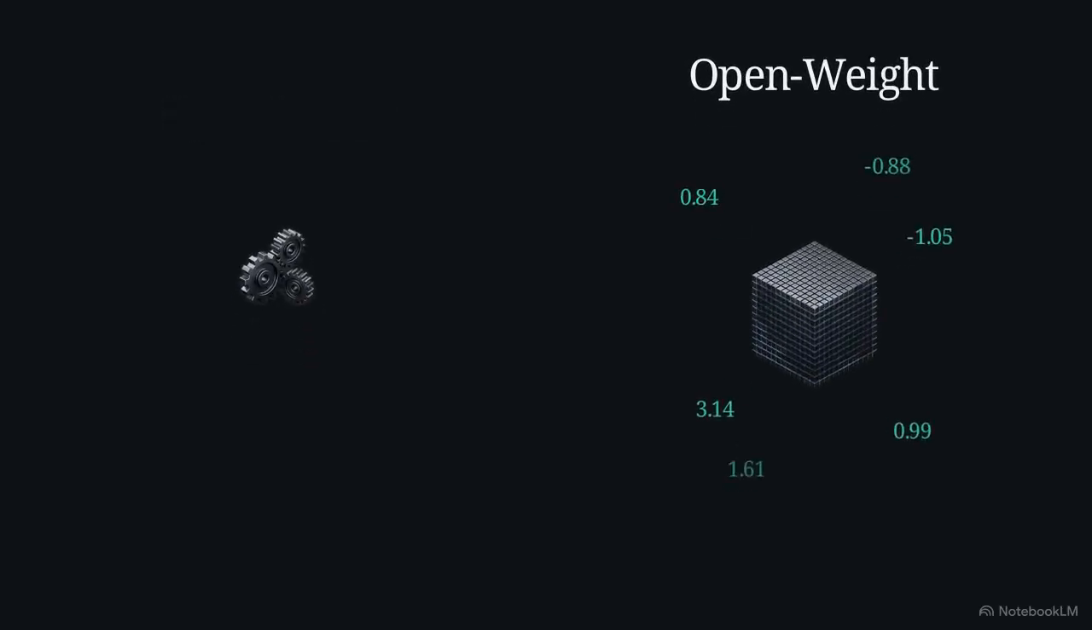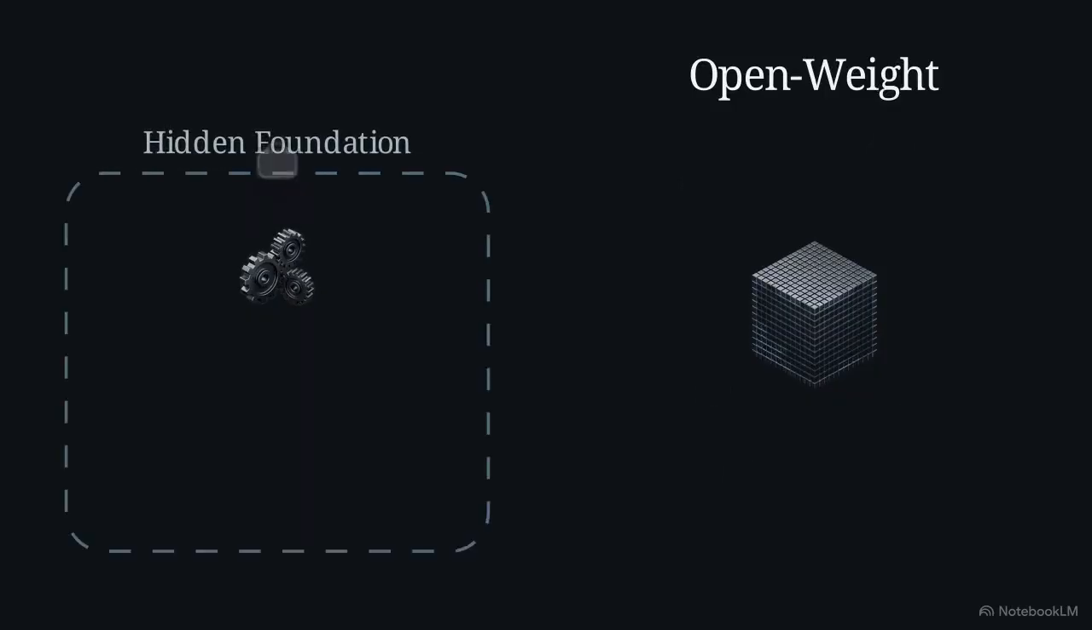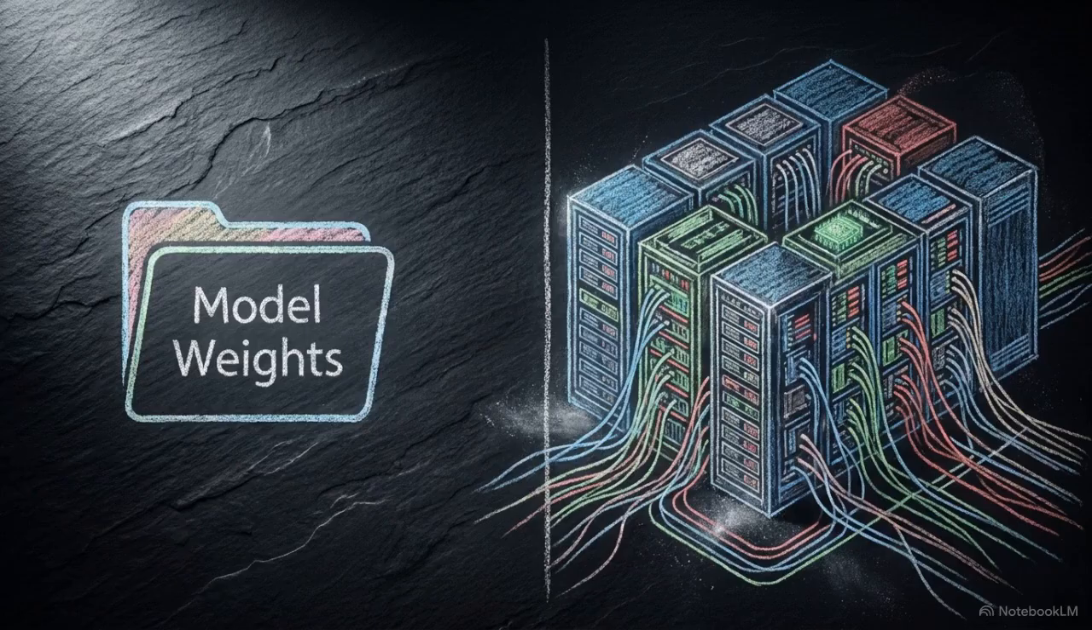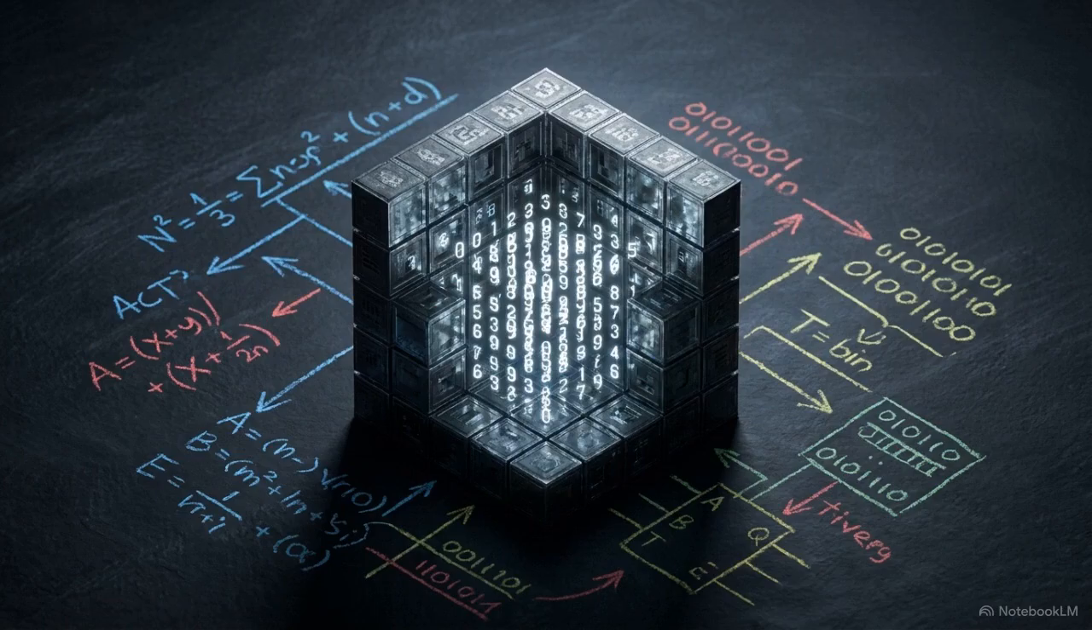An open weight model provides the public with the trained numerical parameters, but the foundation of the model remains hidden. In an open weight release, the provider typically withholds the full training dataset and the original build infrastructure. You are receiving the finished product, not the factory that made it. These models do not store human sentences or pre-written facts. There is no internal database or memory bank of knowledge to query.